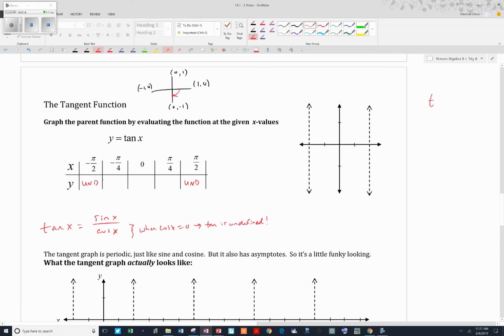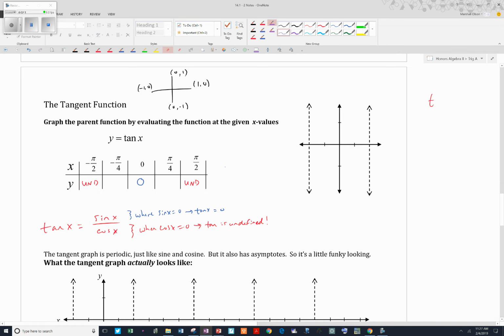Okay, and then where sine equals 0, tangent will equal 0, because you're going to be taking 0 divided by a value. So where sine equals 0, tangent equals 0. Sine equals 0 at 0 and pi. So we know that tangent is going to equal 0 at 0.